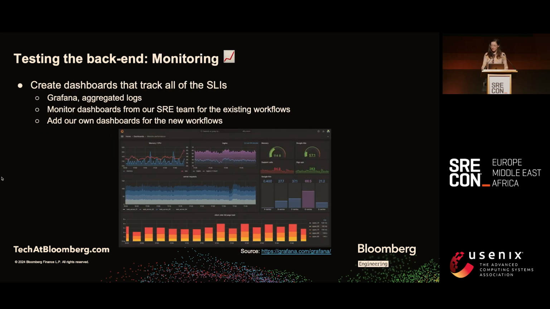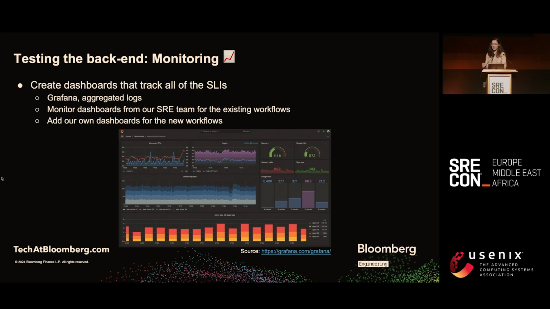We thought that, to start with, it's really important to have a good overview of the health of the whole system. So just imagine having Grafana dashboards monitoring all of your SLIs, or aggregating your logs from all of the services into one place and being able to access them easily. In our case, we had many dashboards already set up by our SRE team. We just had to set up some new ones for the new workflows that we were looking at.